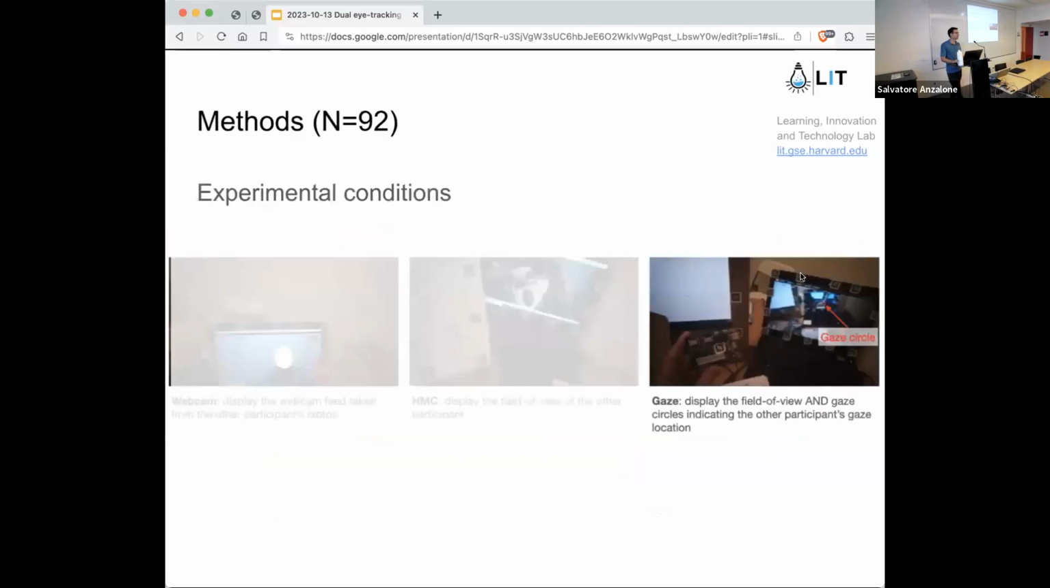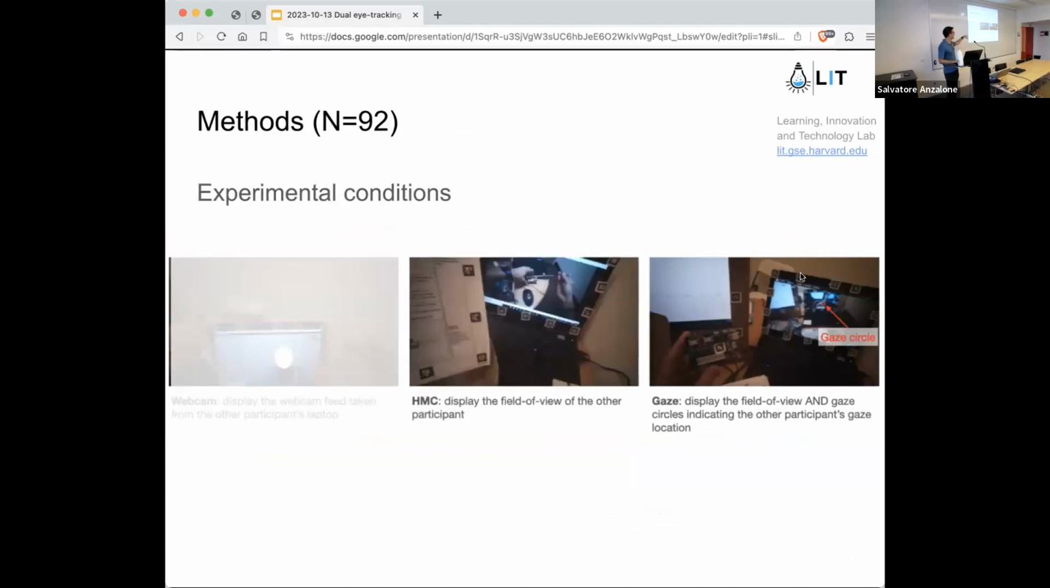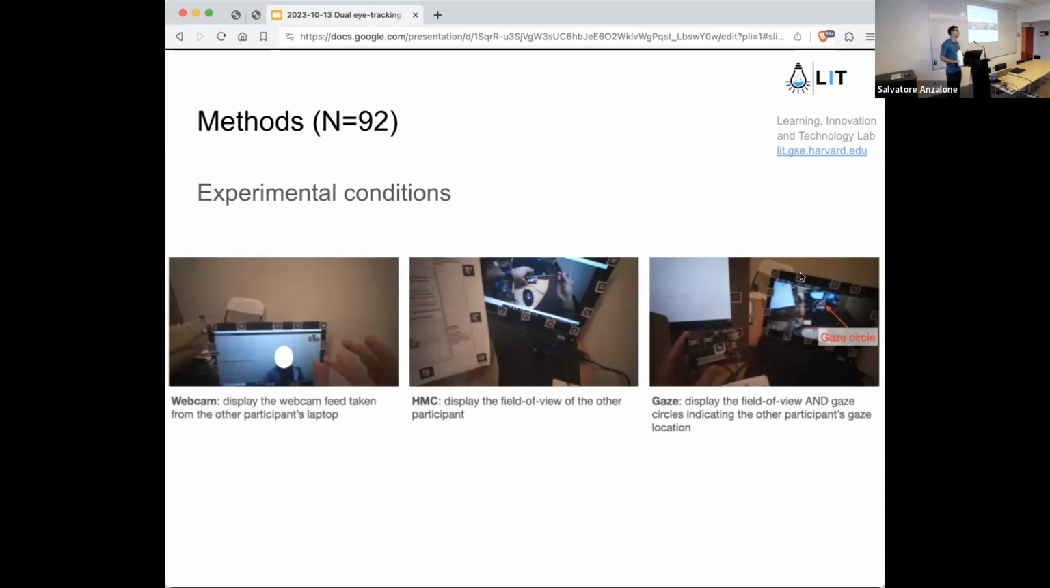We had 3 conditions in this study. The gaze one is the one I just told you about. There was a head-mounted camera condition, which was the same as the gaze condition, except that we didn't show them the gaze circle. And then there was a webcam condition, which was basically just a Zoom session where they could see each other face-to-face.